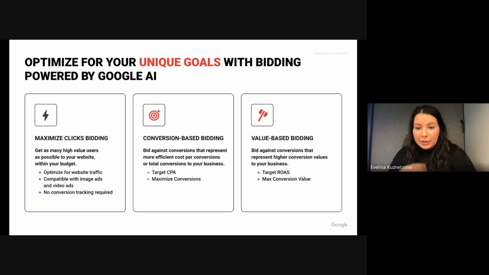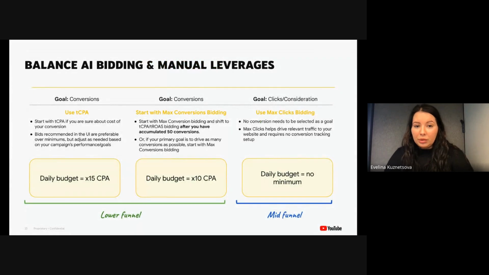And the third type is value-based bidding, which includes target ROAS and maximize conversion value bidding. It represents higher conversion values overall, and it's more important for your business when it comes to bidding towards something that you can set a value for. So this is also totally compatible with demand gen. Feel free to choose among these three types of bidding, depending on what you want to bid towards, depending on the goal of your product, of your launch.